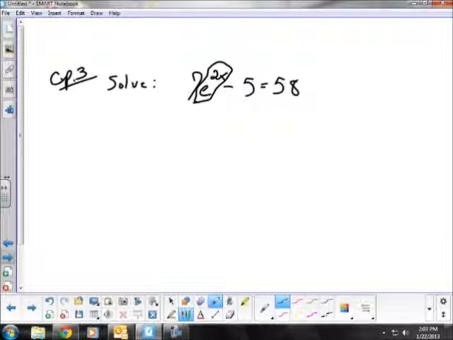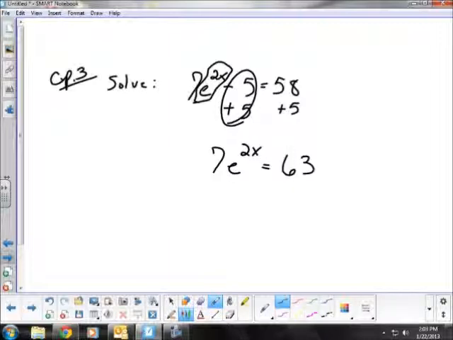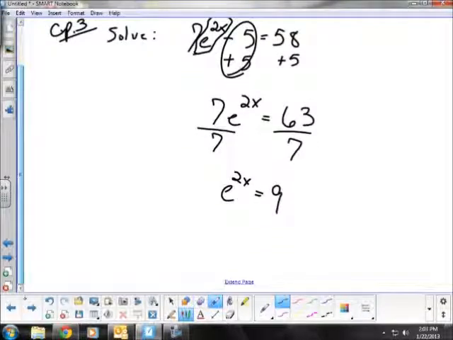Okay, so what's my step number 1 going to be? Add the 5 to both sides. That gives me 7 times e to the 2x is equal to 63. Now I got to divide by the 7. So e to the 2x is equal to 9. And now you're stuck. Somebody want to tell me whether I'm going to do the ln or the log? The ln, because my base is e, because it'll cancel out.